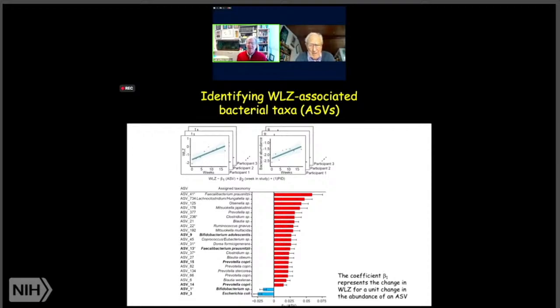This analysis, shown in the lower half of the slide, describes a coefficient, beta 1, from these linear mixed effects models that represents the change in WLZ for a unit change in the abundance of a given taxa. The taxa are described by amplified sequence variants. These are determined from 16S sequencing. And you can see Faecalibacterium prausnitzii has the greatest impact on WLZ for a unit change in its abundance, but there are a whole host of these taxa, including Prevotella taxa, etc.